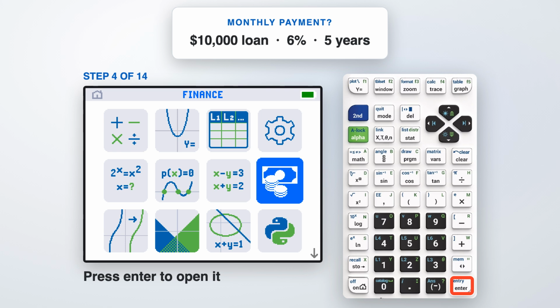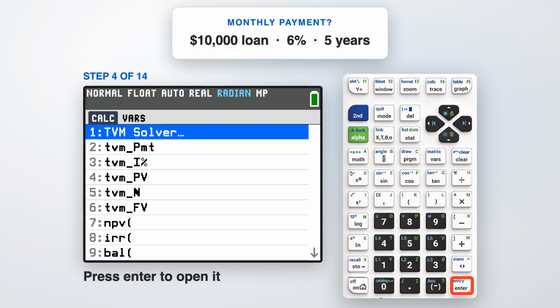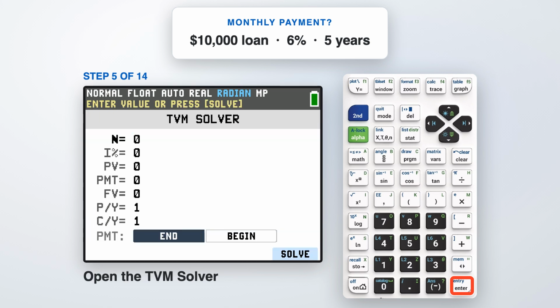Press Enter to open it, and it starts you on a list of finance tools, with the TVM solver right at the top. Press Enter again to open it up. Each line here is one part of the money problem, and you fill in every line except the one you want to find. Let's find the monthly payment on the loan up top. $10,000 at 6% over 5 years.